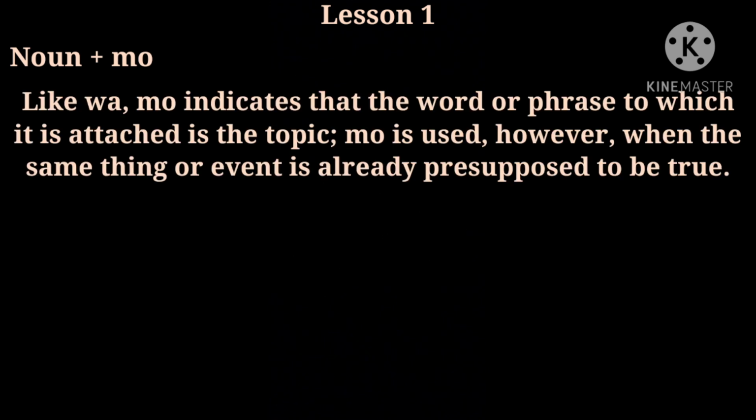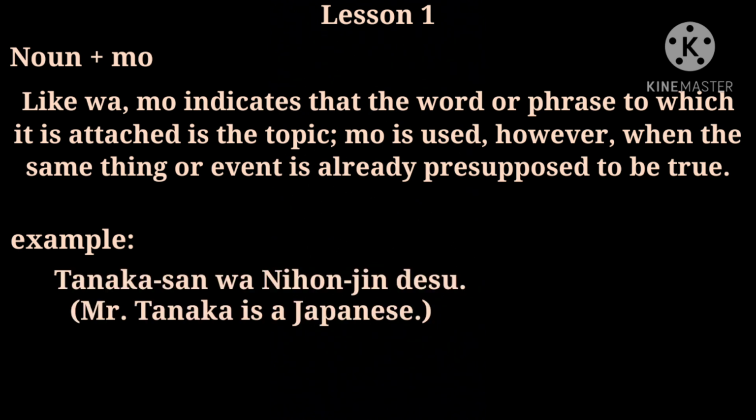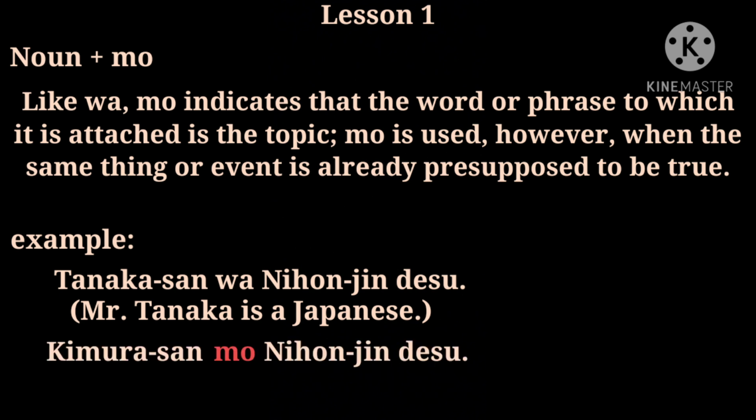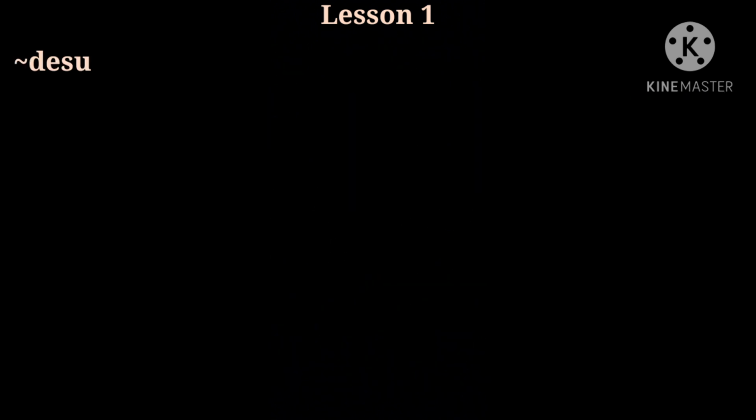Noun plus mo. Like wa, mo indicates that the word or phrase to which it is attached is the topic. Mo is used, however, when the same thing or event is already presupposed to be true. Example, Tanaka-san wa Nihonjin desu means Mr. Tanaka is a Japanese. Another example, Kimura-san mo Nihonjin desu means Miss Kimura is also a Japanese. We remove wa and change it to mo.